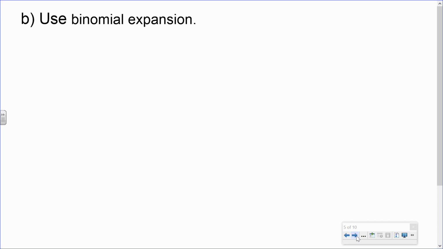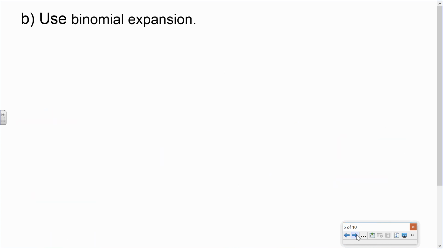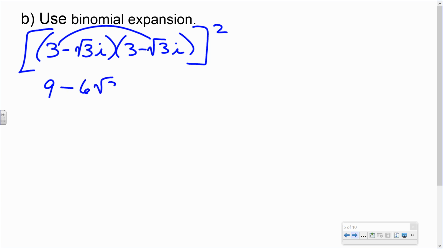So let's try this same one by expanding it out. And so it's 3 minus root 3i to the fourth. That's going to be 3 minus root 3i times 3 minus root 3i. And once I get that, I'm going to have to multiply that whole thing by itself. So let's FOIL. 3 times 3 is 9. And then I've got 2 of the same thing, so minus 2 times 3, so minus 6 root 3i.